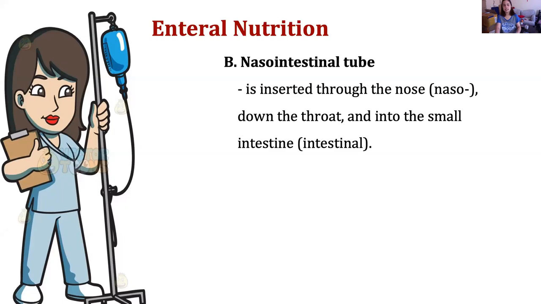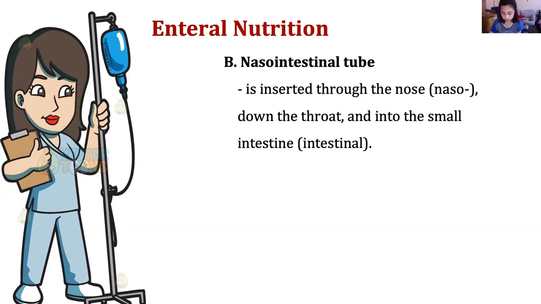Next one is the nasointestinal tube. A nasointestinal tube is also inserted through the nose, but it goes deeper, so it will reach the small intestine. Why does it go until the intestine? It's because maybe your patient has difficulty absorbing the nutrients, because maybe there is a problem in the stomach. Maybe the patient has cancer in the stomach, so the patient cannot absorb or digest using the stomach. That's why the doctors go deeper and place it in the small intestine. The small intestine is also responsible for food absorption, and digestion also takes place in the small intestine.